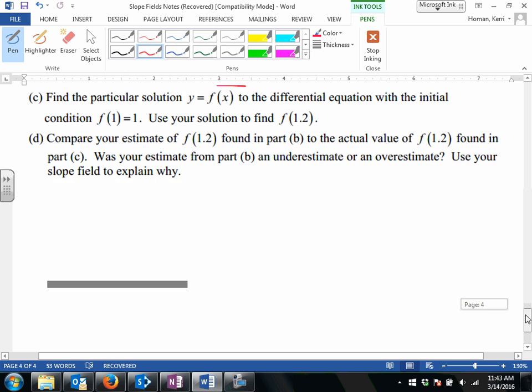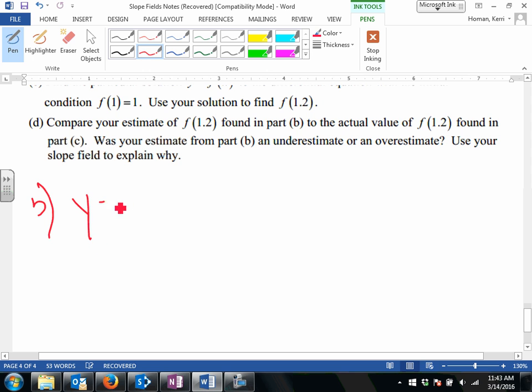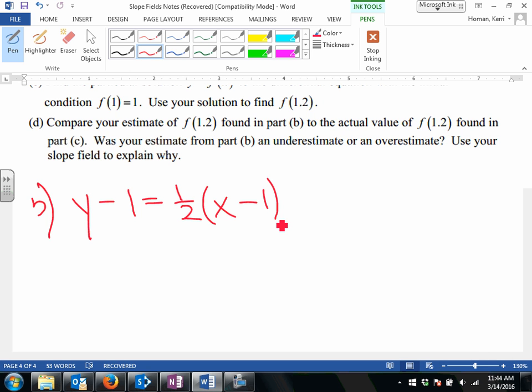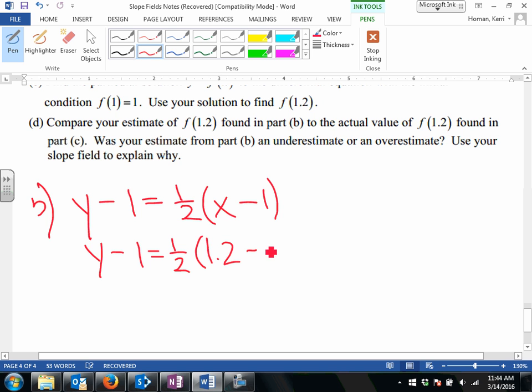So our tangent line equation, y minus y1 equals slope times x minus x1. Our slope was given to us by dy/dx equals xy divided by 2. So then, without our calculator, we could easily approximate y when x is 1.2, or with our calculator. So what is 1.2 minus 1 times 1/2? 0.1. So our estimate is 1.1.